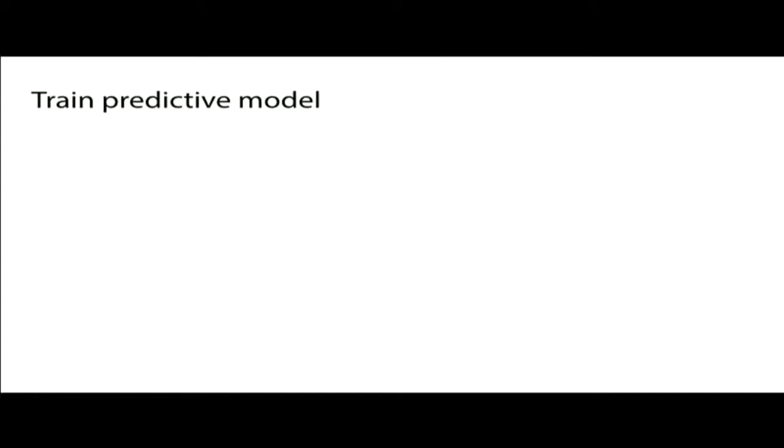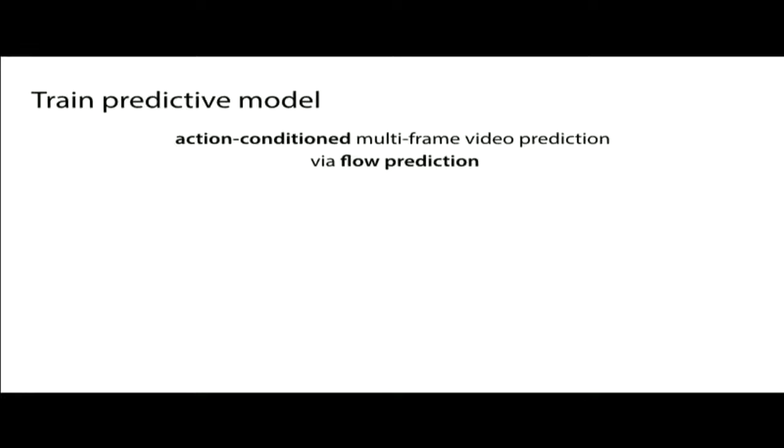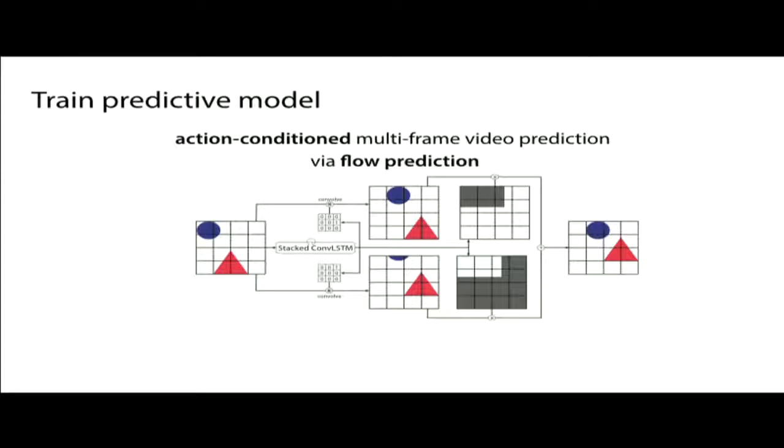And so in this paper, the model was formulated a bit differently. So they're doing action conditioned multi-frame video prediction, and the way it's done is via flow prediction. The key idea here is that instead of predicting a frame from the internal state of the model, it's going to predict how the previous frame can be transformed into the next frame. So the model is going to predict the parameters of an image transformation rather than predicting the raw pixels itself. And the insight here is that this transformation is a lot simpler and lower dimensional than predicting the image itself.